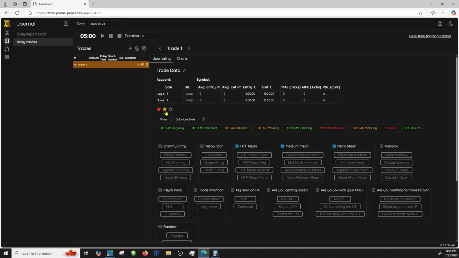With the yellow star, I do encourage creating a group of tags to complement it. As you can see, these are my yellow star tags right here. Hold more means I should have held the trade longer. Held too long means I held the trade too long. And better entry means I needed a better entry, whether it was getting in a little bit earlier or a little bit sooner. When you create tags around your stars, it's going to give you more insight into where you might need to be making adjustments.